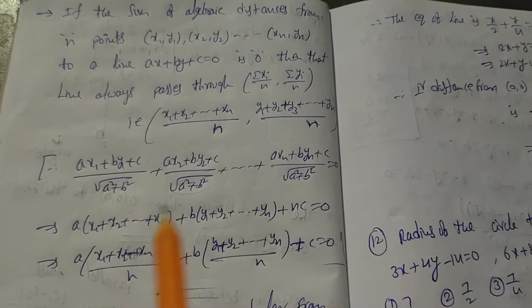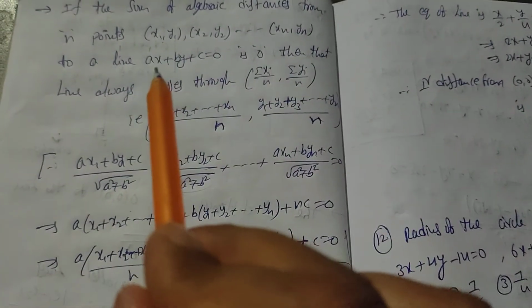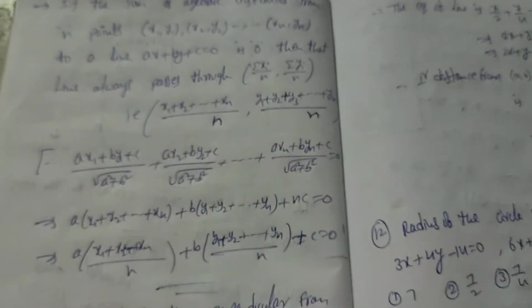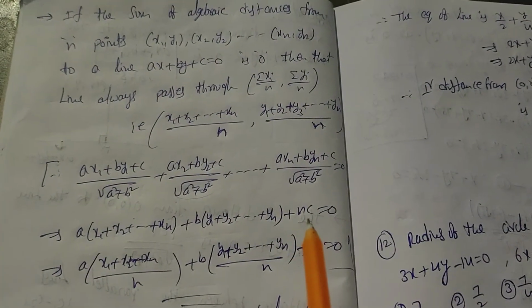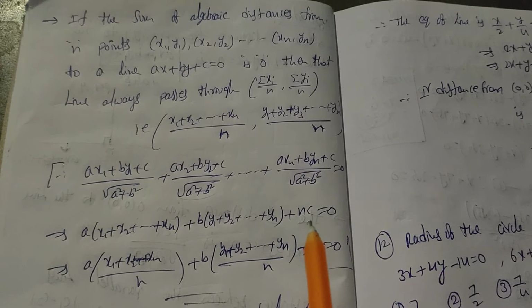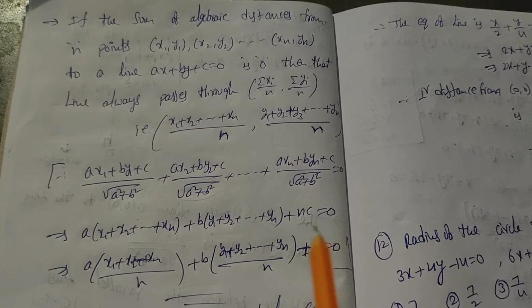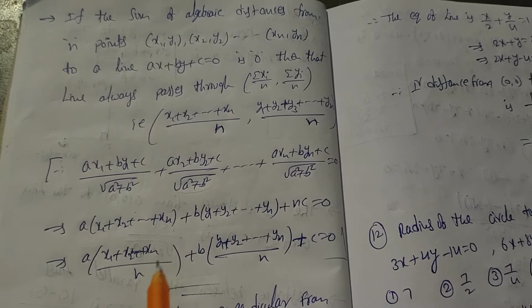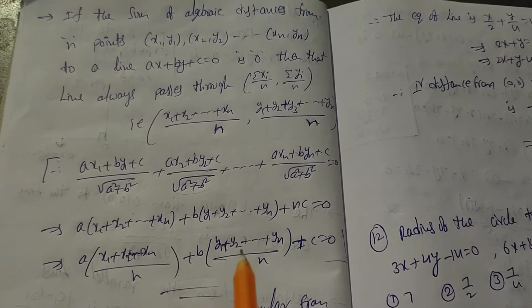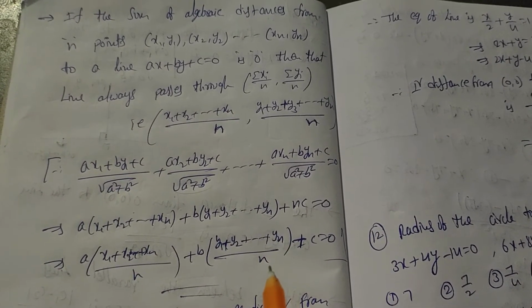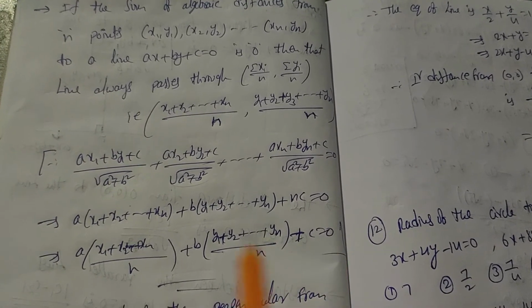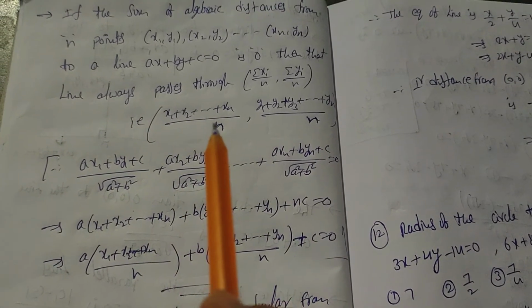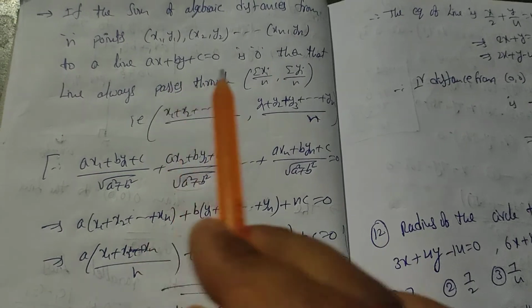But we have to convert this form in terms of this form, ax plus by plus c is equal to 0. So we want the constant term to be only c. So here nc is there. So divide the entire equation by n. Then we have a into (x1 plus x2 plus and so on plus xn) by n plus b into (y1 plus y2 plus and so on plus yn) by n plus c is equal to 0. It looks like this point satisfies this equation.